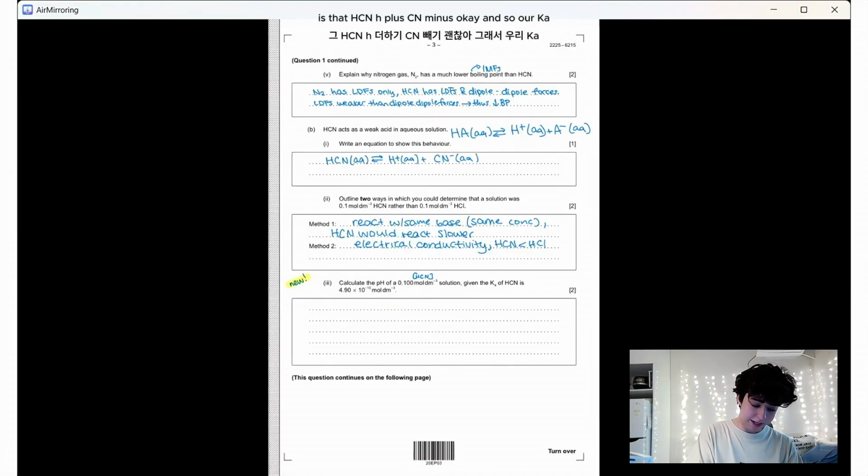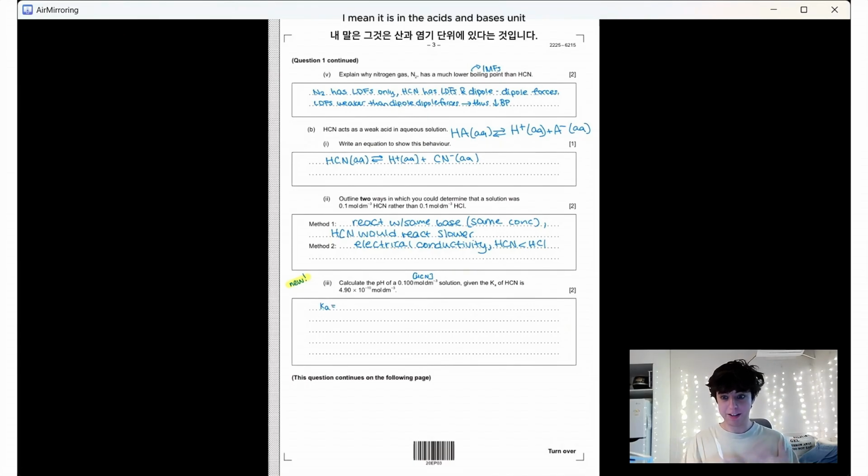And so our Ka, K is just our equilibrium constant, right? I mean, it is in the acids and bases unit, but it's a continuation because the weak acids are in an equilibrium.